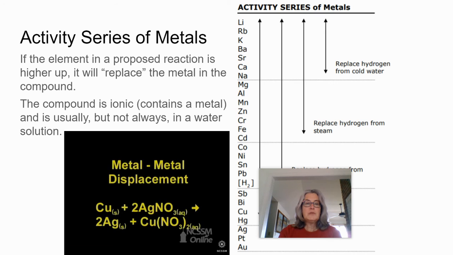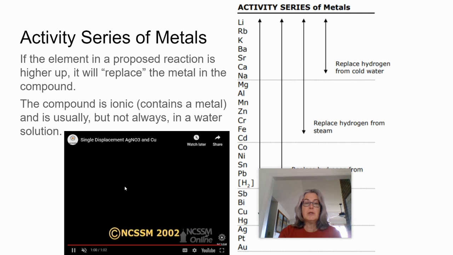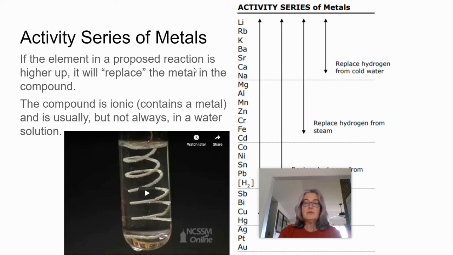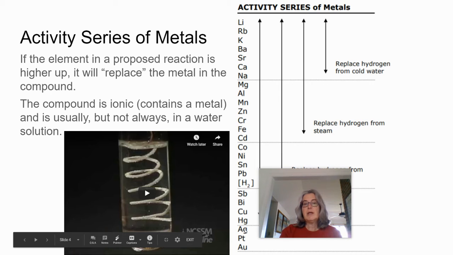So what we're seeing here is that silver nitrate was in a solution, and copper metal was placed in it, and the copper replaced the silver. So let's see, here's copper, and here's silver. So copper is above silver, and the rule that they're saying is something higher up on the series can always replace something lower in the series. They're talking about the element replacing the other metal in the compound.